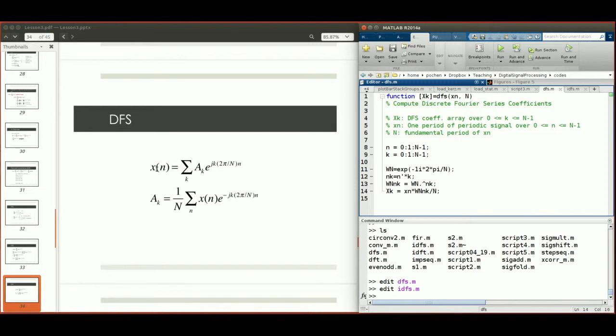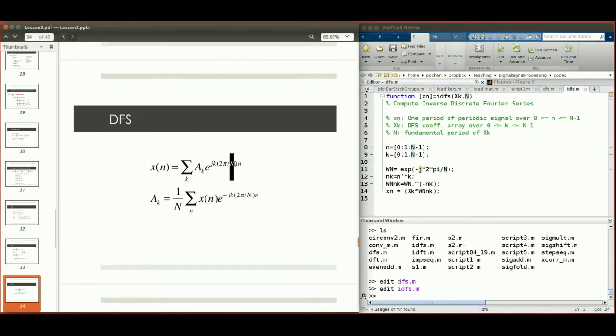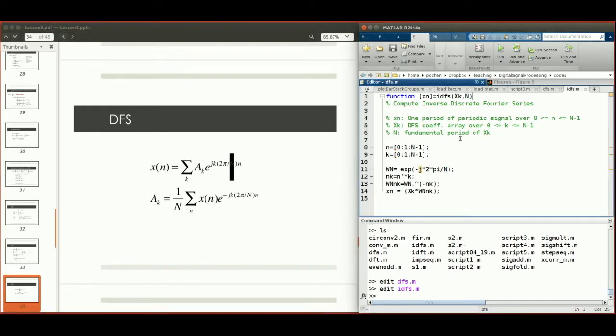Now let's look at the synthesis equation. We can still use the same idea. We can implement the synthesis equation also as a matrix vector multiplication. That's the synthesis equation, a function for computing the inverse, and the function name is called IDFS, inverse DFS basically. It takes two inputs: xk, that's the coefficient ak, and big N, that's the big N here.